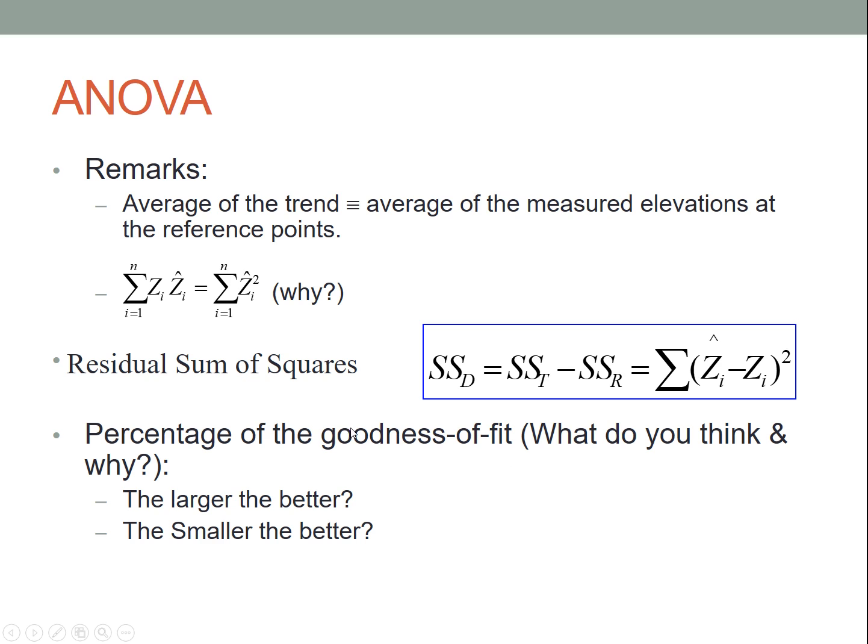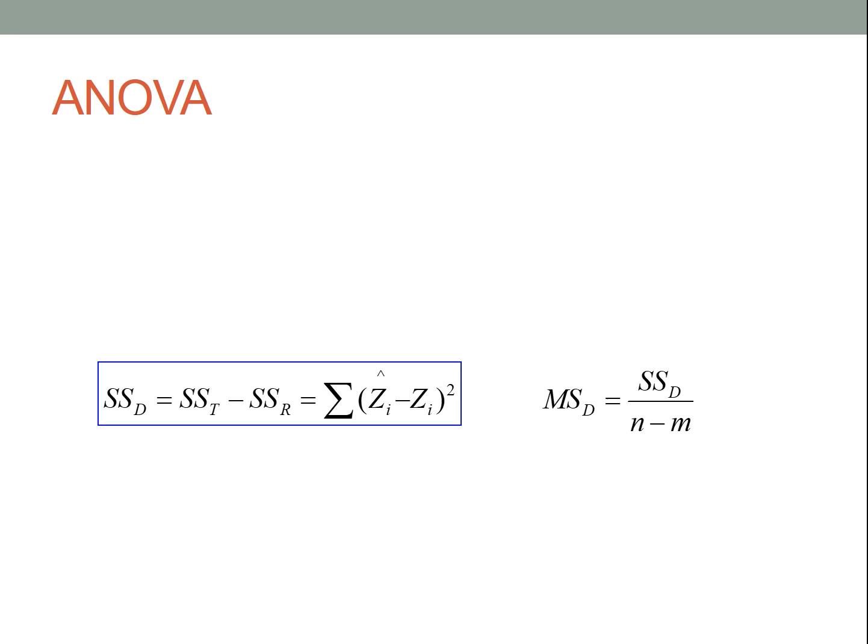Our residual sum of squares is important because we're trying to minimize that as much as possible. And when we are looking at our goodness of fit, what do you think, and why? Is larger better or is smaller better? I would leave this for you to answer in class, but we do want a larger goodness of fit, because that means it's a better fit. Smaller means that there's less fit, and we want them to fit together.